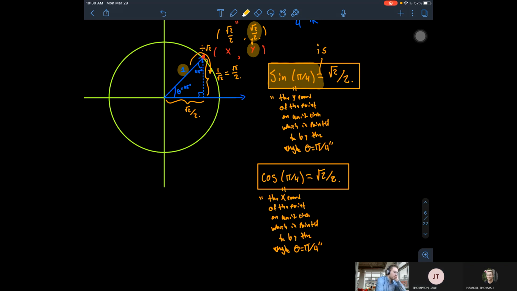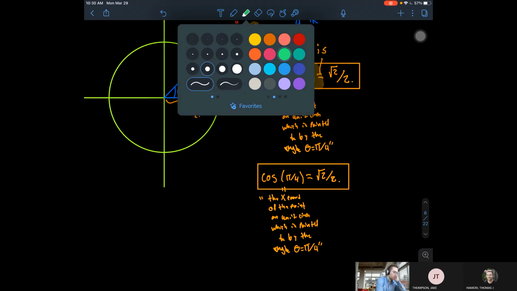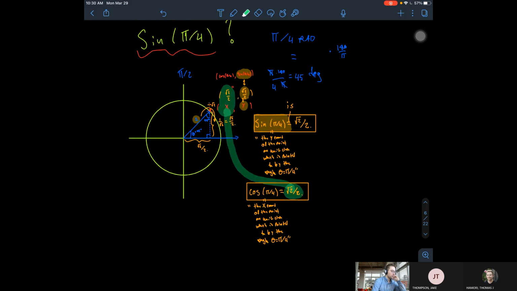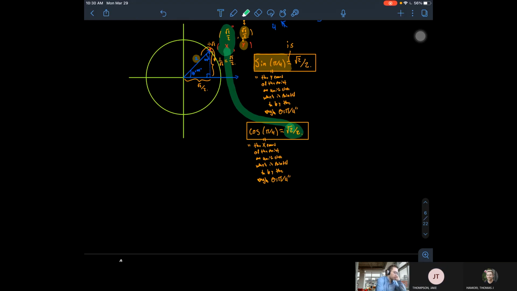Because this time we're going to take the x coordinate of this point. So in this case, this square root of 2 over 2, which we put here, came from the x coordinate of the point. Okay? Okay. All right, last question.